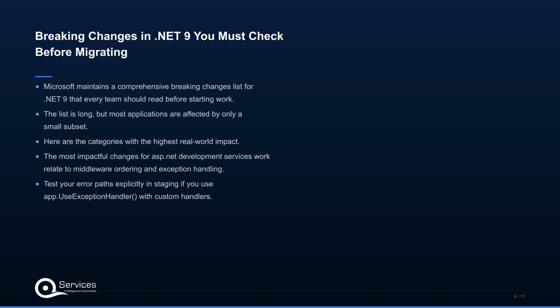Middleware behavior changed in edge cases around status code mapping. APIs returning RFC 7807 problem details should verify their error responses against client contracts before deploying. Handling was also tightened, which can affect legacy middleware that sets content type headers without encoding information.